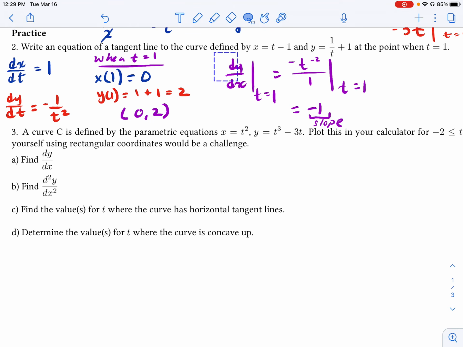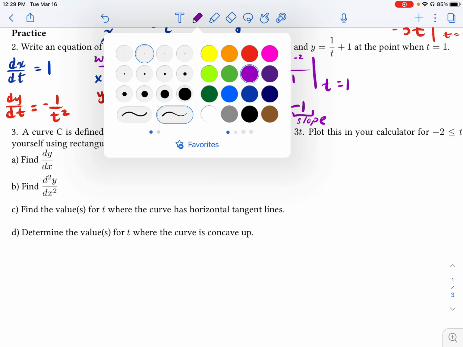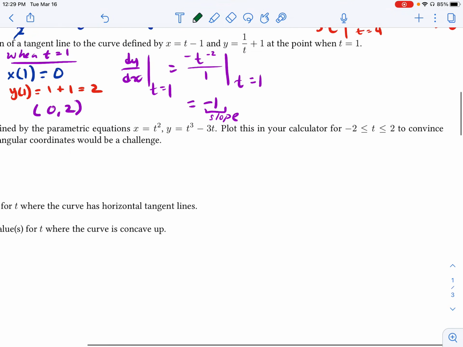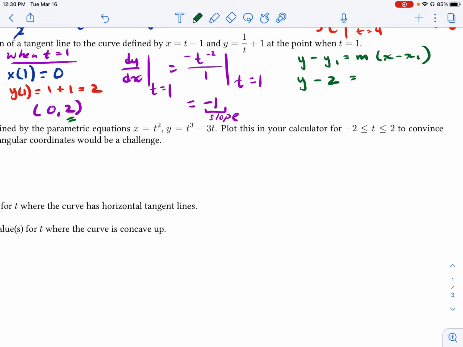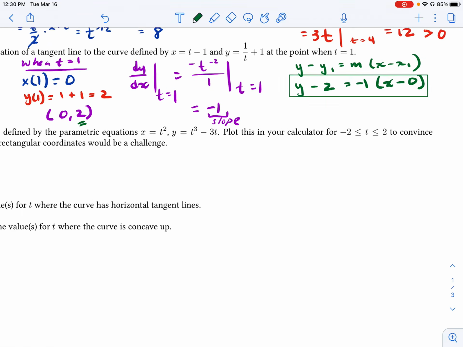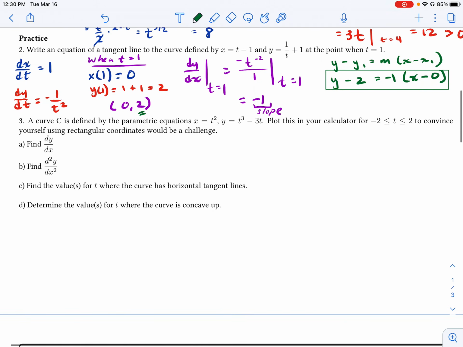Okay? Now that we have that, I think we're ready to put it all together. So let me just switch on over to my final color. We know that our tangent line is y minus y1 is equal to m times x minus x1. Our coordinate, y minus 2, again, we chose that. Our slope was negative 1, x minus 0. And as you'll often hear me say, unless it tells you to simplify, you don't need to, right? Decrease the chance that you might accidentally simplify something incorrectly. And so now we were able to find the equation of a tangent line for this plane curve given from the set of parametric equations.